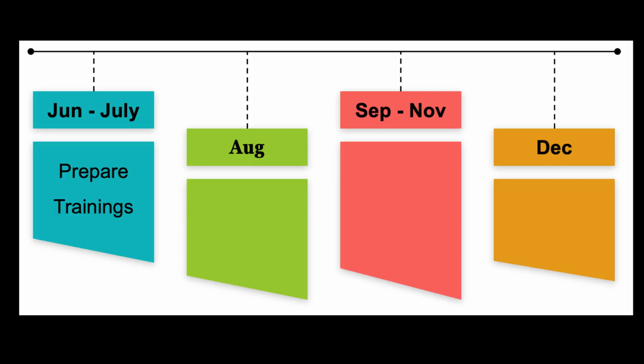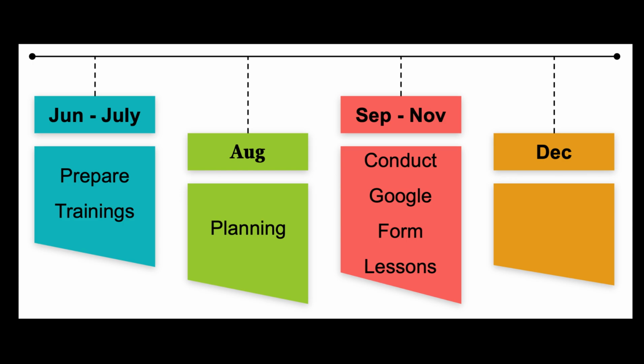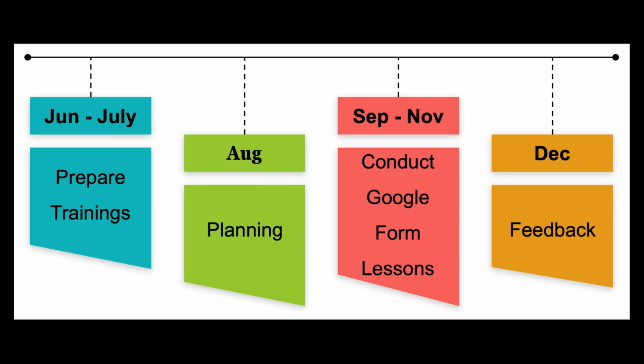During the months of June and July, technology leaders will be putting together trainings to help teachers get familiarized to Google Forms. In August, teachers will attend professional development trainings where technology leaders will help show them how to use the Google Form application in their classrooms. During the months of September through November, teachers will continue attending trainings and implementing the Google Forms into their lessons. At the end of the semester in December is when technology leaders and teachers will meet to discuss feedback that teachers have and also any other recommendations.